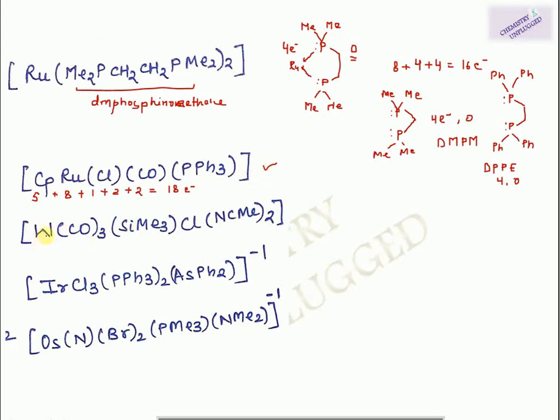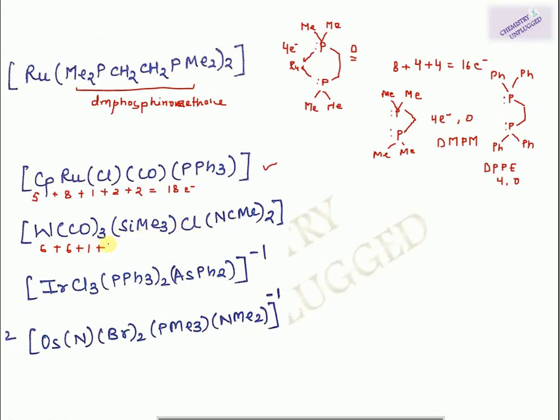Tungsten belongs to the chromium family, so it has 6 electrons and here we have 3 CO. 1 CO provides 2 electrons, so 3 will provide 6. Then we have SiMe3. You can compare SiMe3 with CMe3 because carbon and silicon belong to the same group. So carbon will provide 1 electron, and similarly silicon will provide 1 electron and its formal charge will be -1. It is similar to an alkyl group, so it will provide 1 electron.